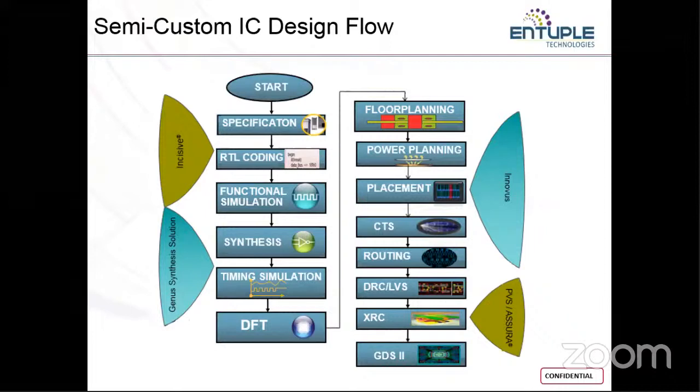You can also decide upon the dimensions, like the width of the metal layer and the spacing of the metal layer, and at what distance from the core boundary and the IO boundary the layers, or the power lines, should be placed. Everything can be decided over here in the power planning stage, and then you'll move into placement.